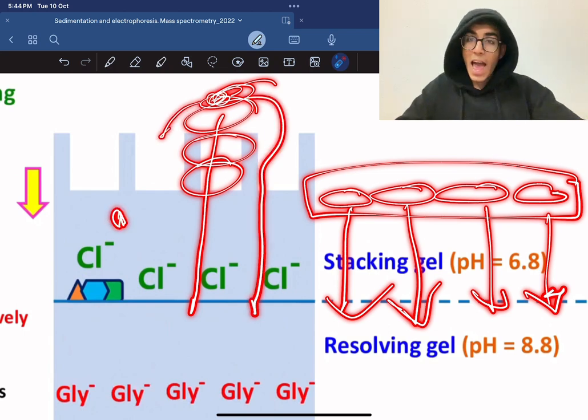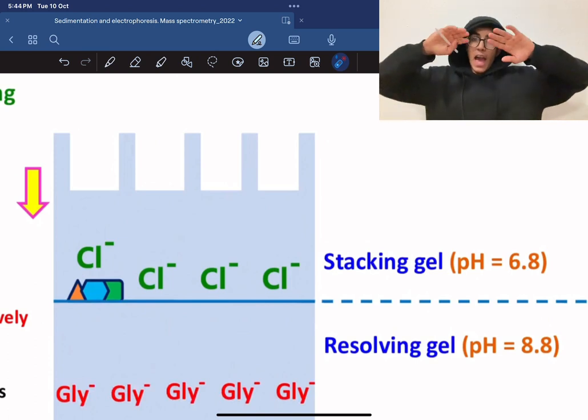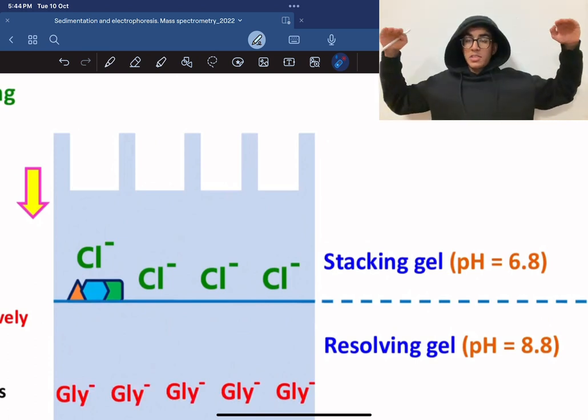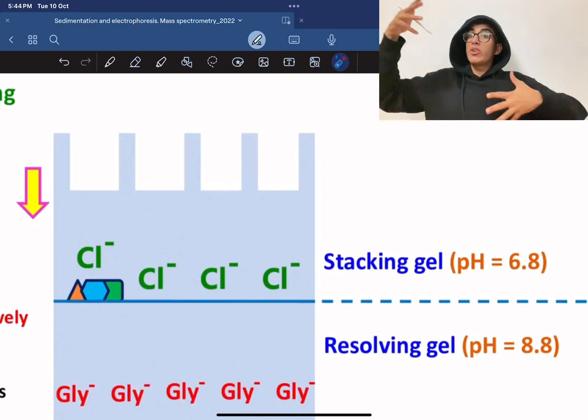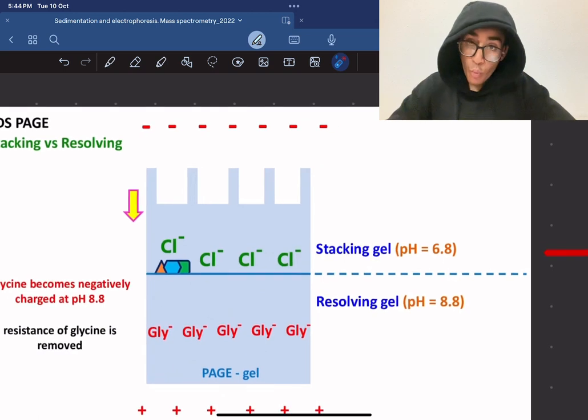So this basically acts like a sandwich, which helps to flatten out and distribute all the proteins so that they're easily able to move. Okay?